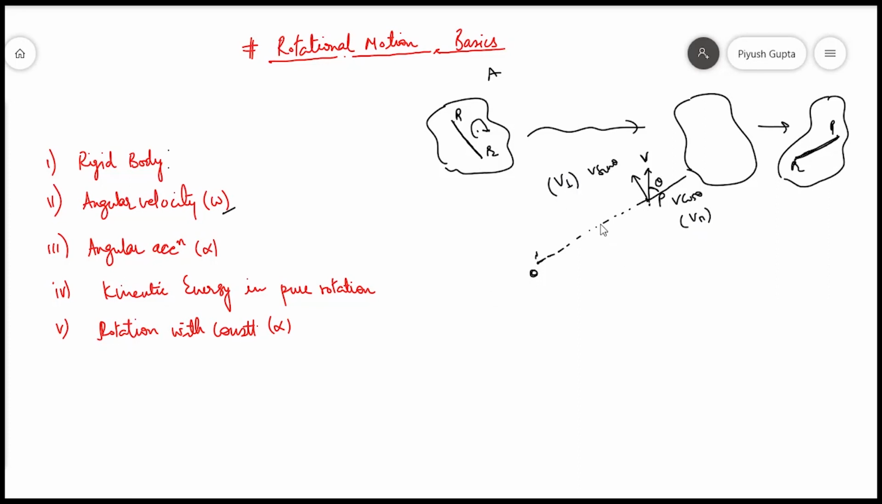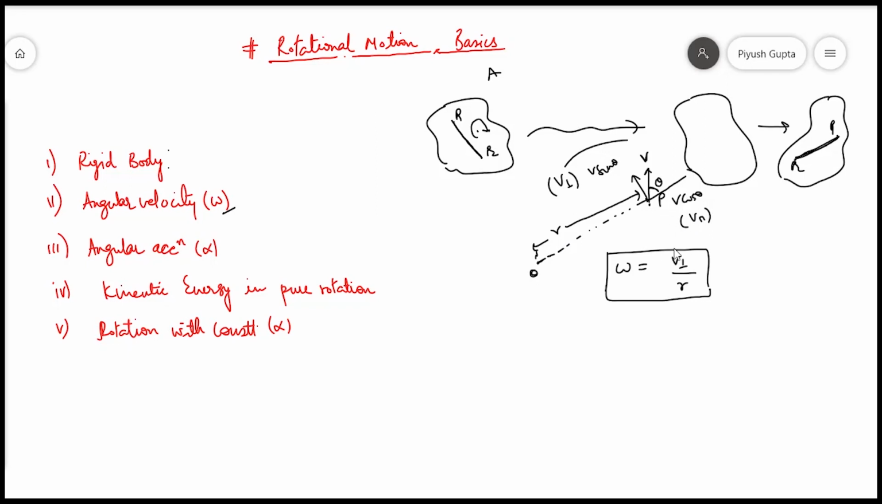Okay, if I ask what is the angular velocity of this point P about O, it's basically the rate at which this line joining OP travels in a certain angular direction, so maybe clockwise or maybe anti-clockwise. So angular velocity in this scenario is basically defined as omega, and that is V perpendicular, that is V sin theta, divided by this length r. Okay, so this angular velocity of this particle P with respect to O is V perpendicular divided by r.